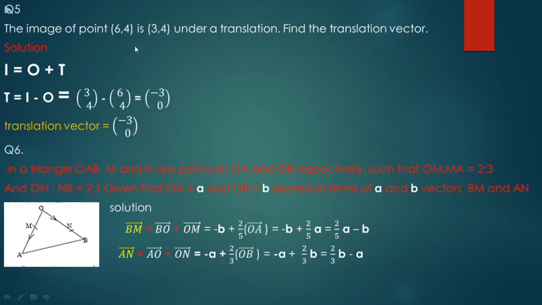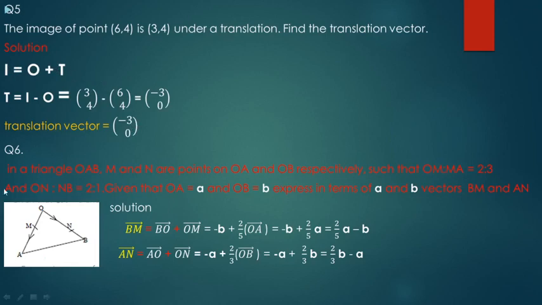The formula I gave you was image equals object plus translation. So if I take the object to the other side and make t the subject of the formula, then translation would be equal to image minus object. My image here is (3, 4) minus the object (6, 4) gives you (-3, 0). So the translation vector is (-3, 0). That is the translation vector. This formula is very essential for translations.